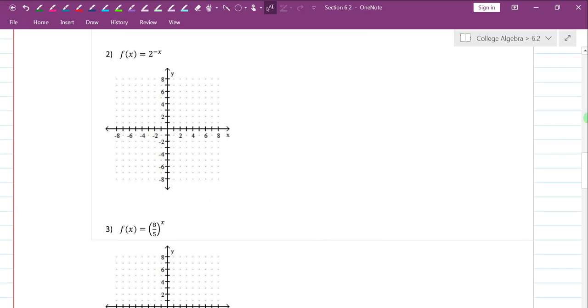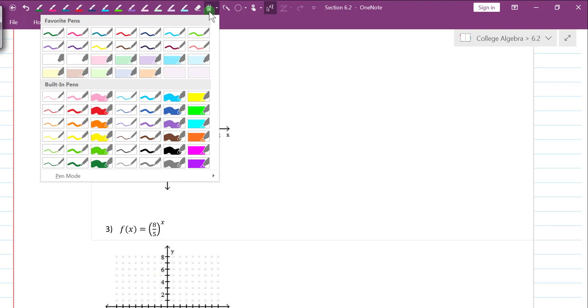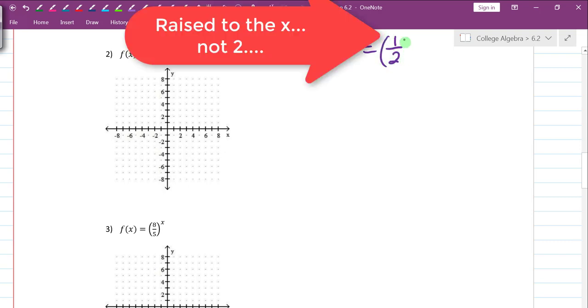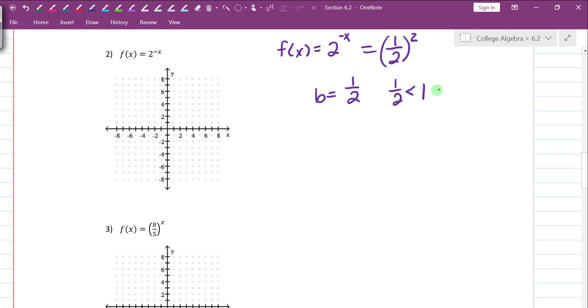This next problem is a little trickier. If you notice, I have f(x) = 2^(-x). Well, I need this exponent right there to be positive. In order to make that positive, that 2 needs to move to the denominator. So that means this is 1 over 2^x. Now you can see that b is equal to 1/2. And because 1/2 is less than 1, we have, therefore, a decreasing function.